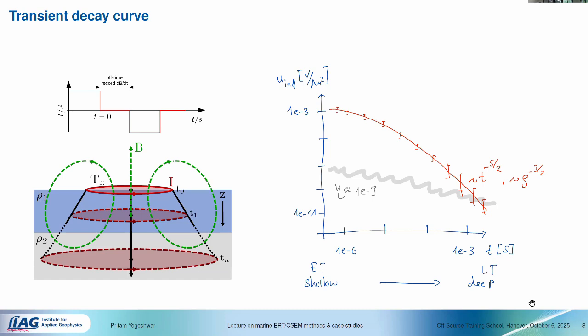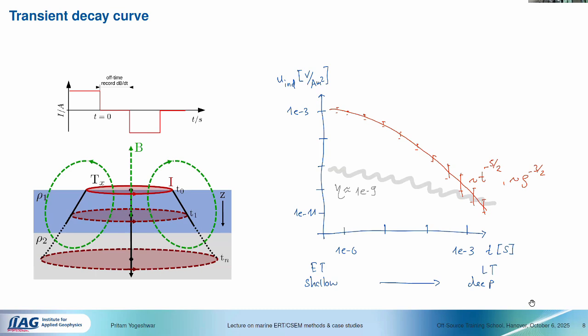So this is the induced voltage, usually in volt per ampere meter square. So we normalize it to the transmitter current and to the receiver loop area, and then it spans around 8 orders of magnitude, which is a huge dynamic range. And then the time range down here is like a microsecond to a millisecond. And this region we usually call the early time region. This is the late time region, so from shallow to deep.